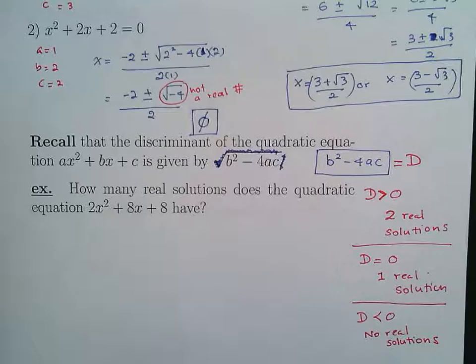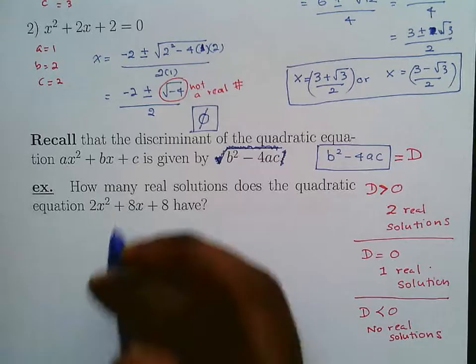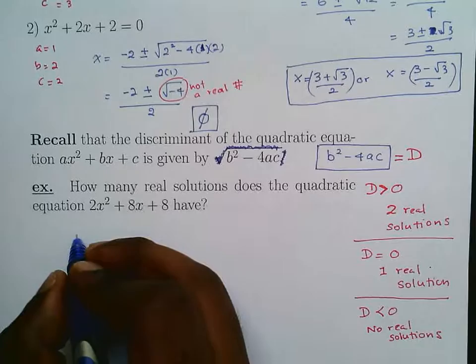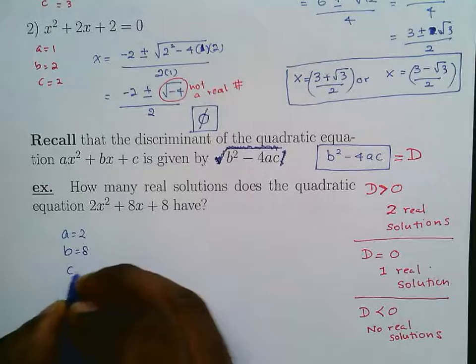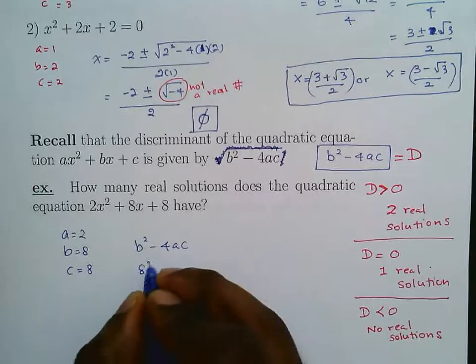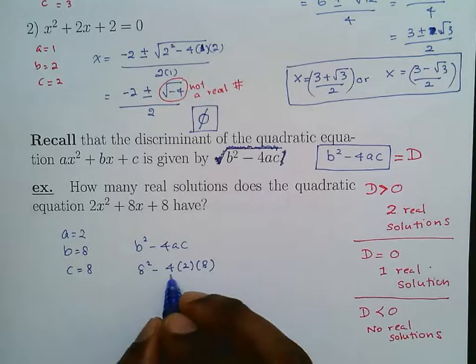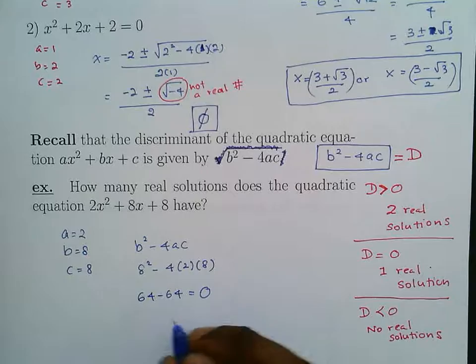Okay, so let's check the discriminant of this equation and see how many roots it has. So a is equal to 2, b is equal to 8, and c is equal to 8. So b squared minus 4ac is equal to 8 squared minus 4 times 2 times 8. So that would be 64 minus 64, which is 0. So it has only one root.